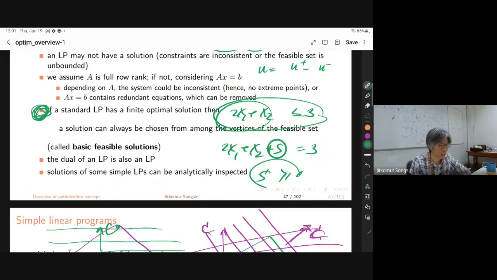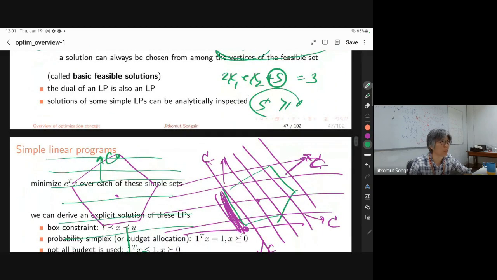Okay, Rachan, maybe you can wrap up. The solution of LP.